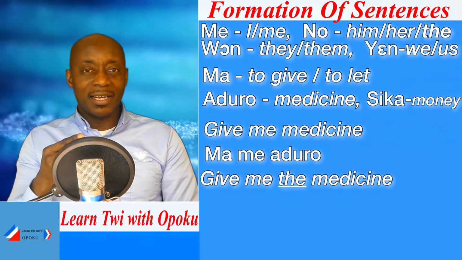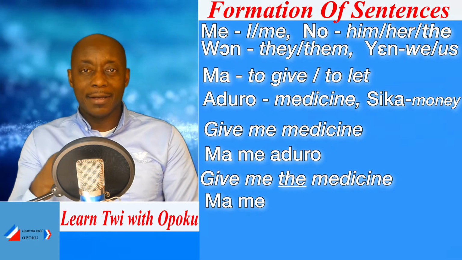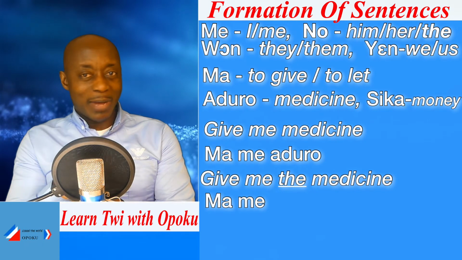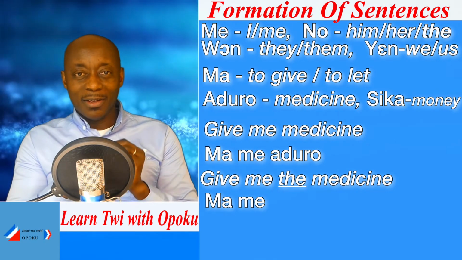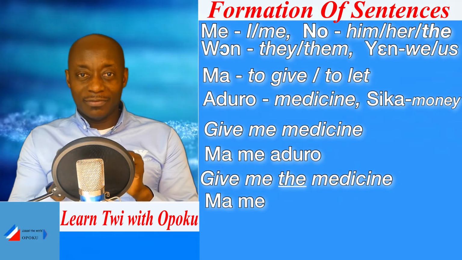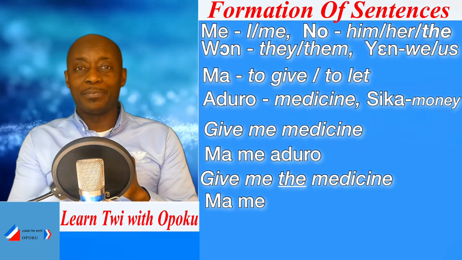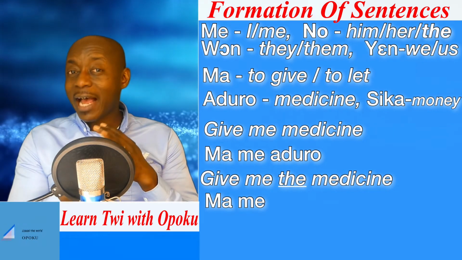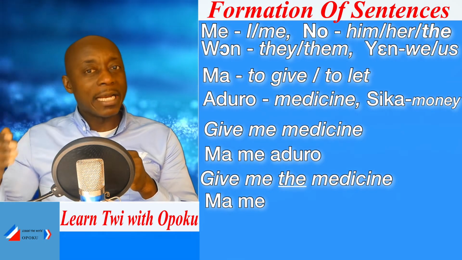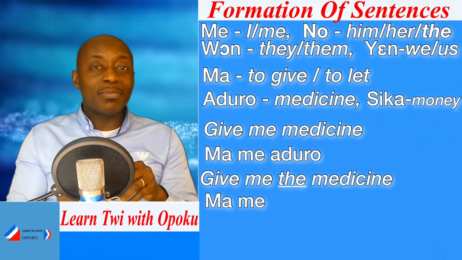In Twi, as I've told you, the is what? No. So we say ma me. I know you are going to say no aduro, but that is not correct. With Twi, the definite article or the adjective always comes after the noun. I take it again. With Twi, the definite article or the adjective always comes after the noun. It's not like English where the adjective or the definite article comes before the noun.